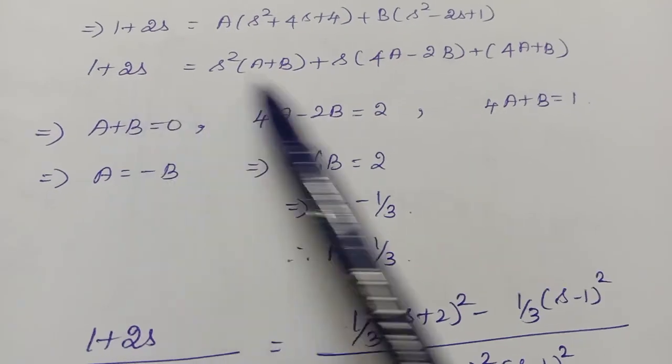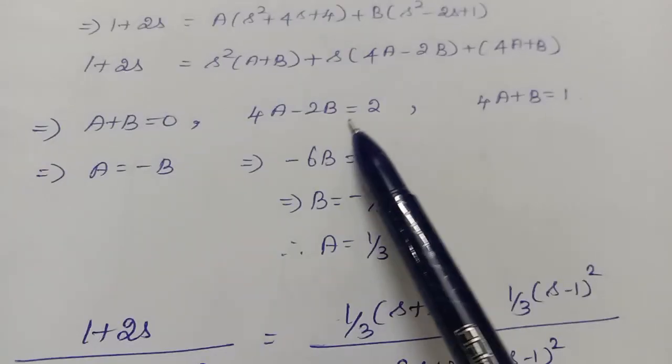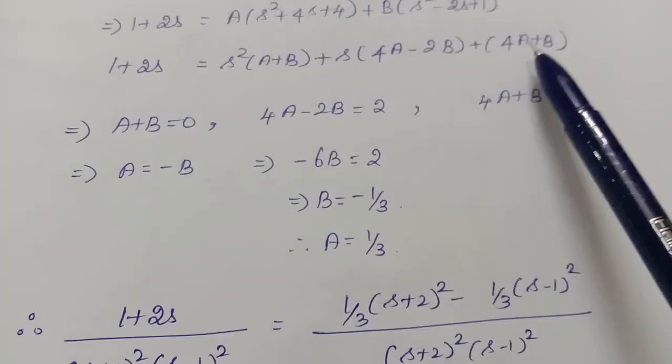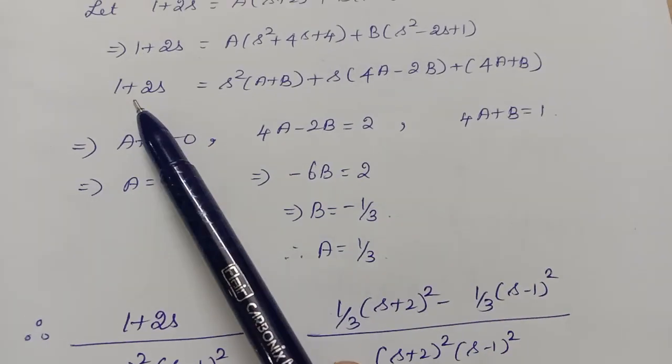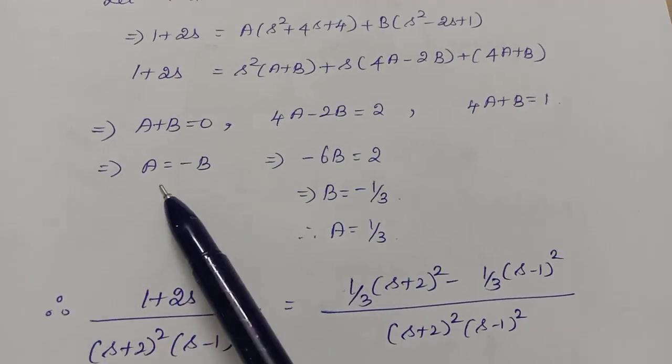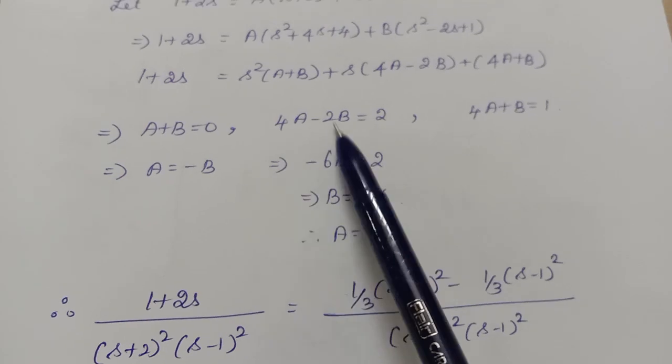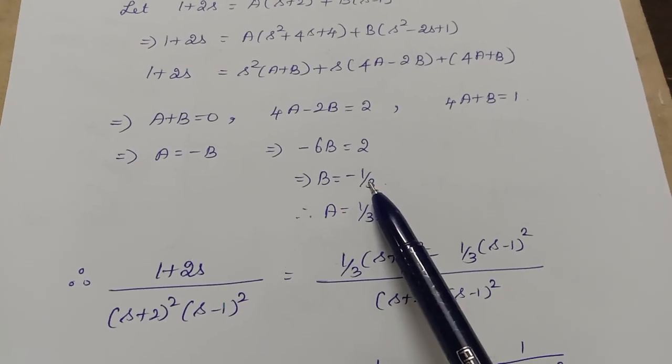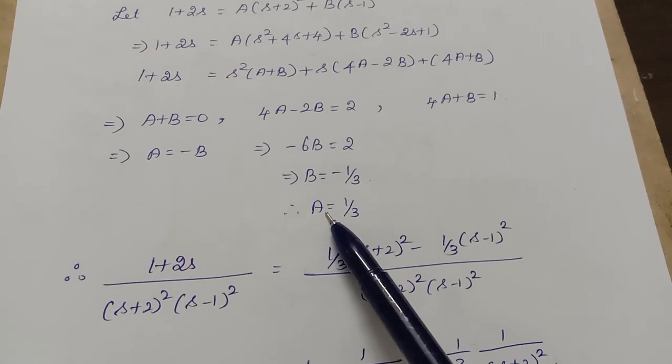Here s term is 2. Here it is 4a minus 2b. So 4a minus 2b equal to 2. Next here the constant is 4a plus b. Here the constant is 1. So 4a plus b equal to 1. Now here I am getting a equal to minus b, no, you put it here. So minus 6b equal to 2 or b equal to minus 1 by 3. Therefore a equal to plus 1 by 3.